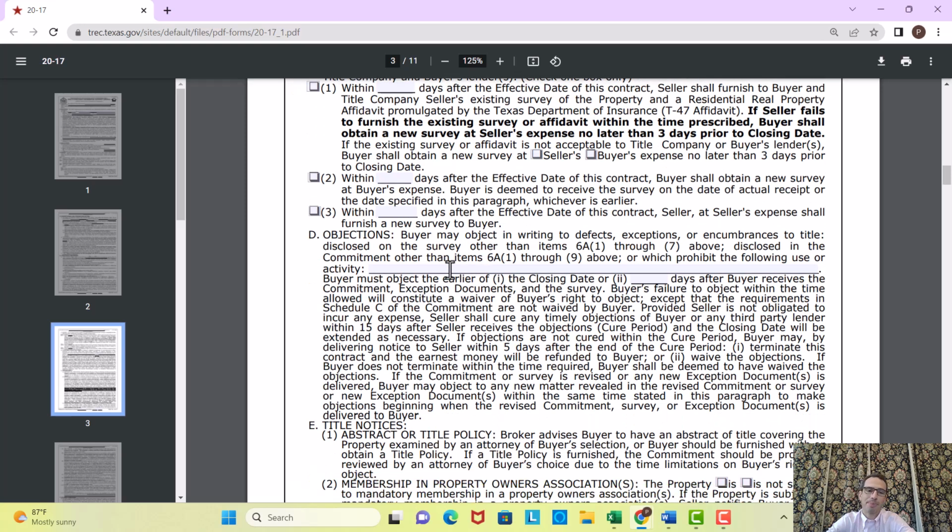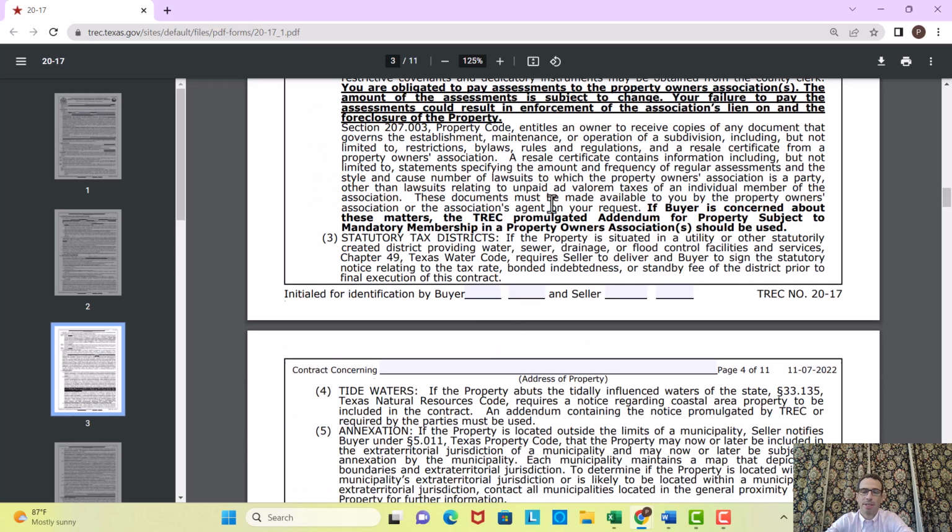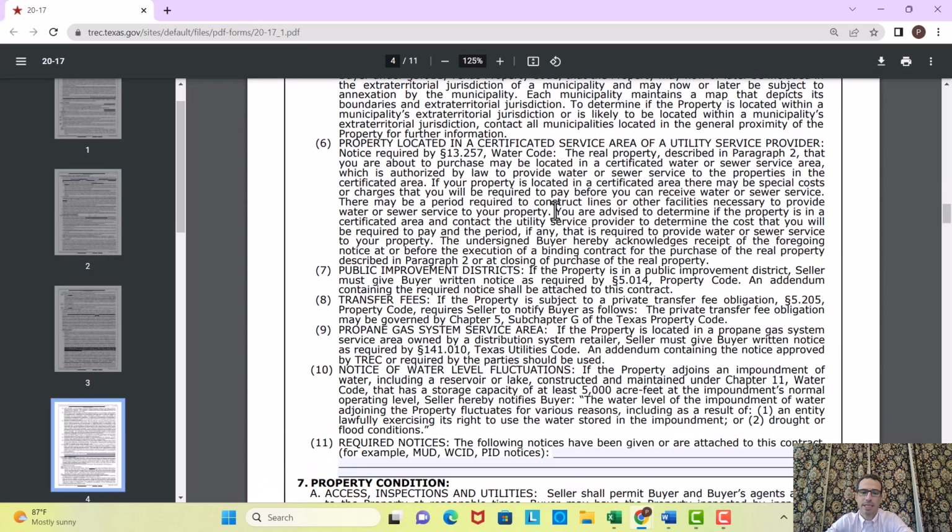Paragraph D, objections. In residential properties, you usually see something generic here, like residential use, and then you may see something like 5 days, which is pretty typical. And then we keep going until we get to the next blanks.